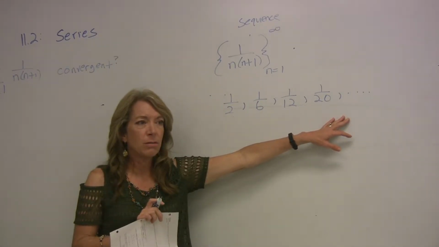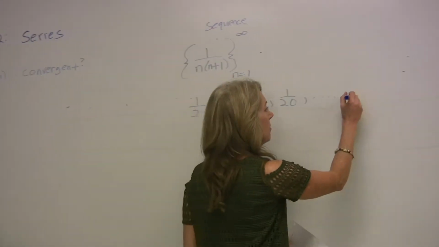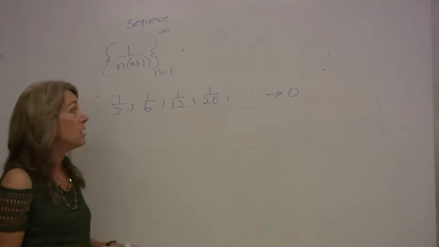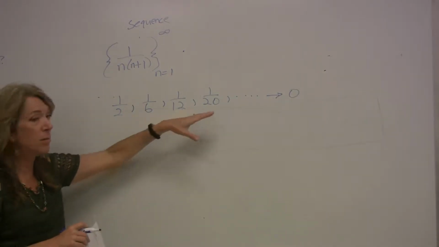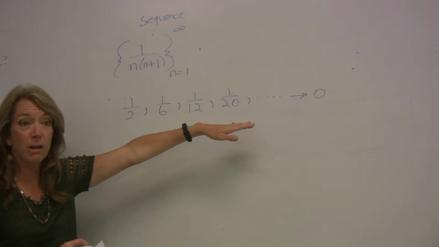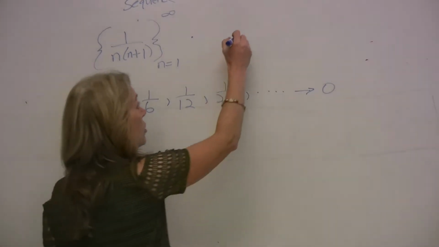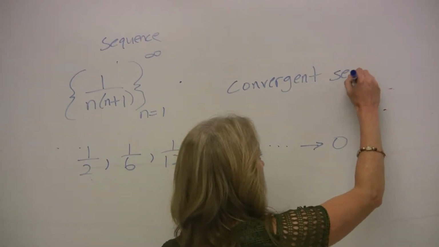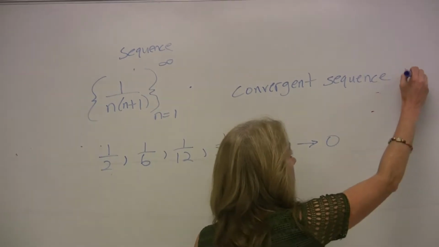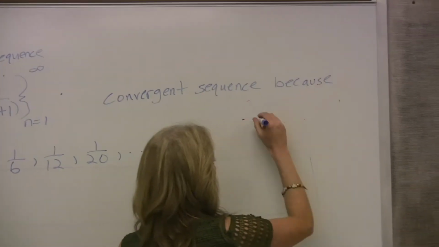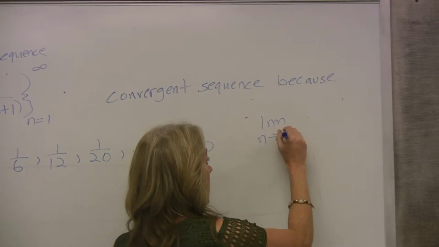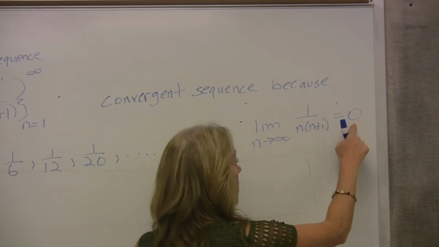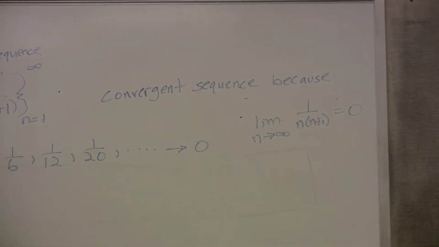What are these terms approaching? 0. Right, these are approaching 0. Agreed? Because the denominator keeps getting bigger and the numbers get smaller. So this sequence converges because these numbers are eventually approaching 0. They're getting closer and closer to 0. This is a convergent sequence, because the limit as n goes to infinity of each term exists. You got 0. Doesn't have to be 0, it has to be some number.